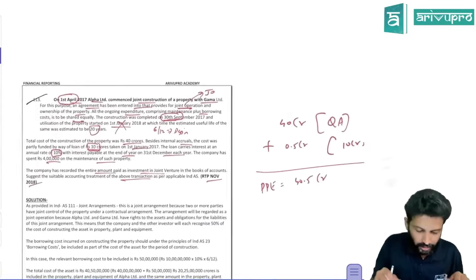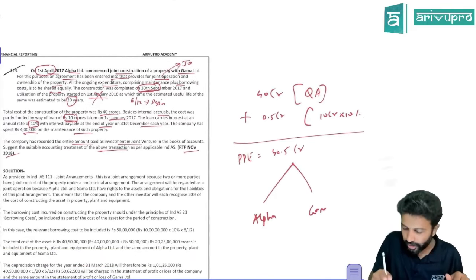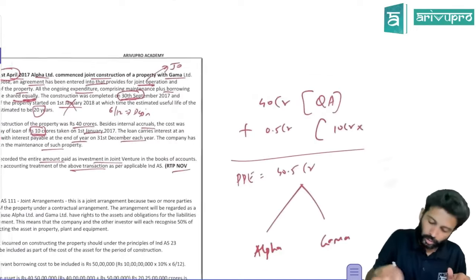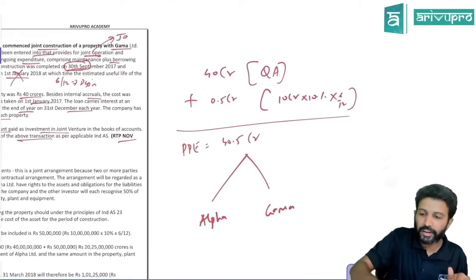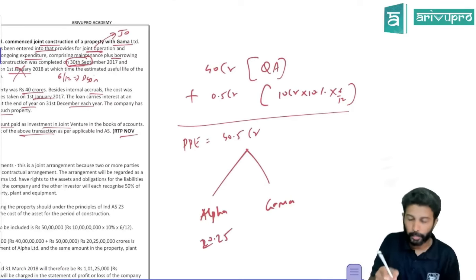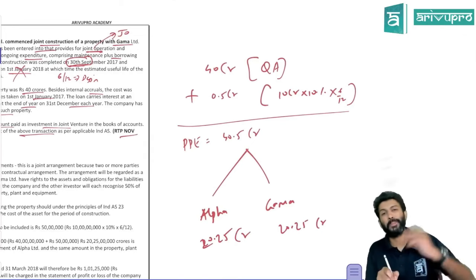How many parties are there? Here, Alpha and Gamma. Alpha will record their share and Gamma will record their share. What is their share? If they don't tell anything, we'll take it equally. I think they've told it is to be shared equally. So 40.5 divided by 2 is 20.25. Alpha will record property, plant and equipment of 20.25 crore, and Gamma will record 20.25 crore as PPE in his books.